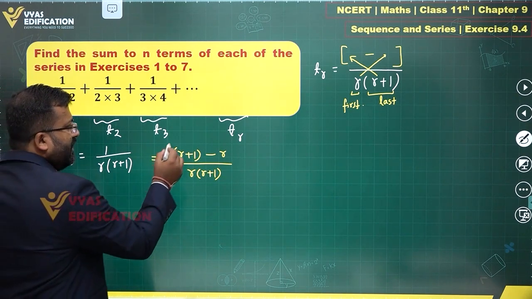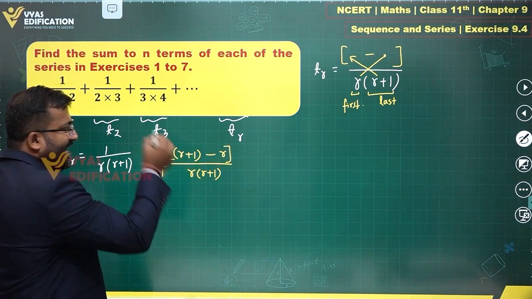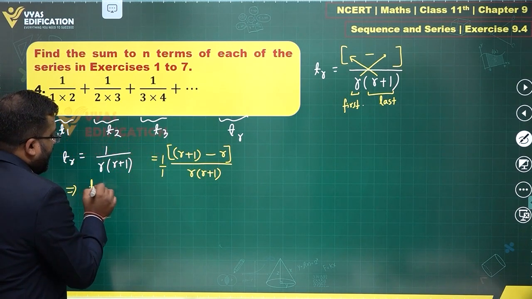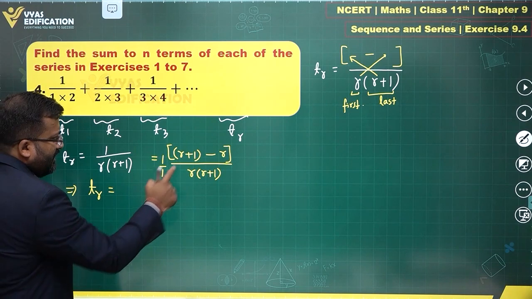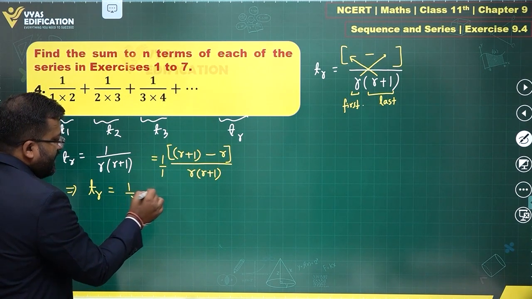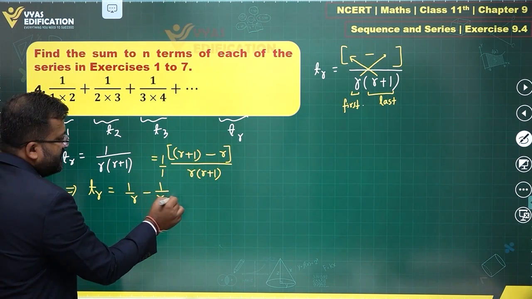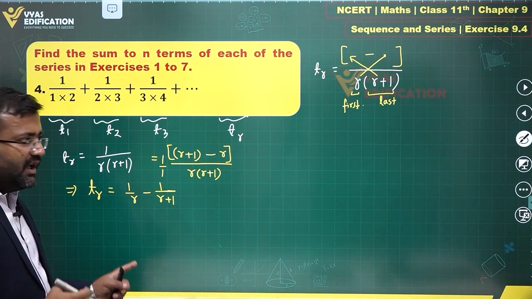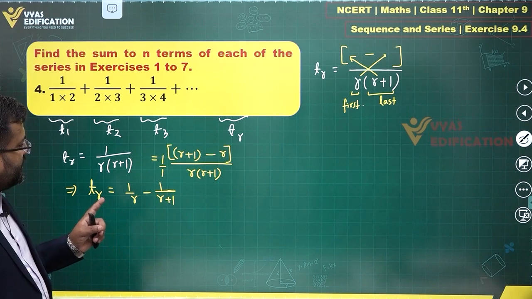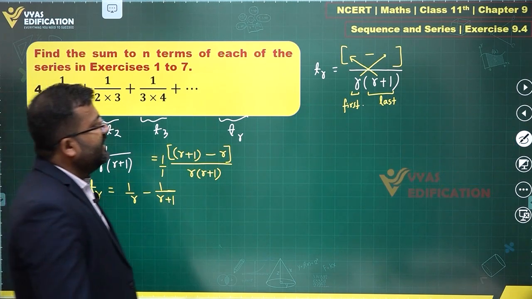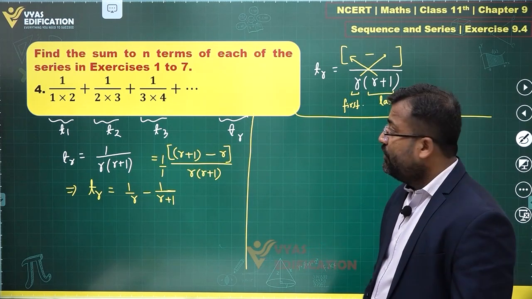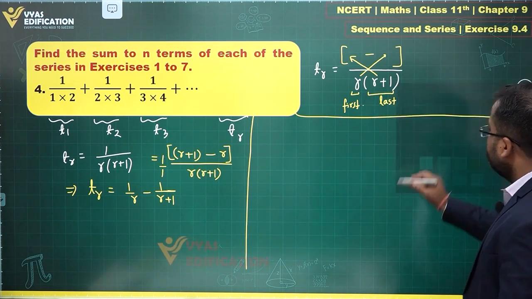That's not an issue. But the beauty of writing this in this manner is that TR will now simplify to 1 upon R minus 1 upon R plus 1. This is important. This particular form is important. Once you write TR in this particular manner, now can I find the summation easily?